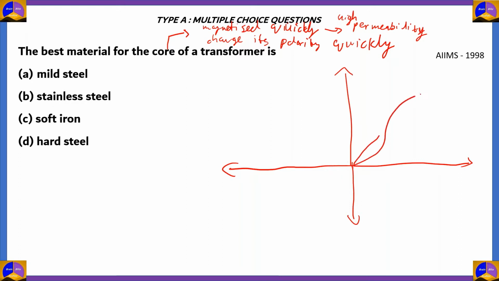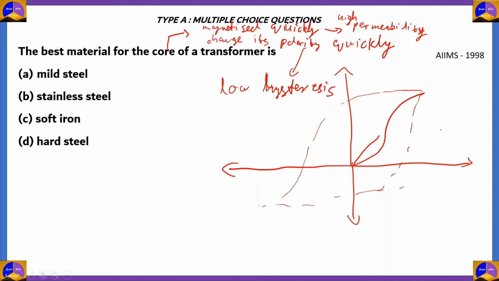So suppose we have a graph of a magnetic field, then the hysteresis loop of this field must be low in order for the magnetic material to change its polarity quickly. So low hysteresis. If there is high hysteresis, there is a very high difference between the magnetic susceptibility and magnetic permeability. So then it will be harder to change the polarity of this material quickly. So we need to have materials which have low hysteresis as well as high permeability in order to make the core of a transformer. If you look at our options A, B, C, D, all of these are having high permeability.